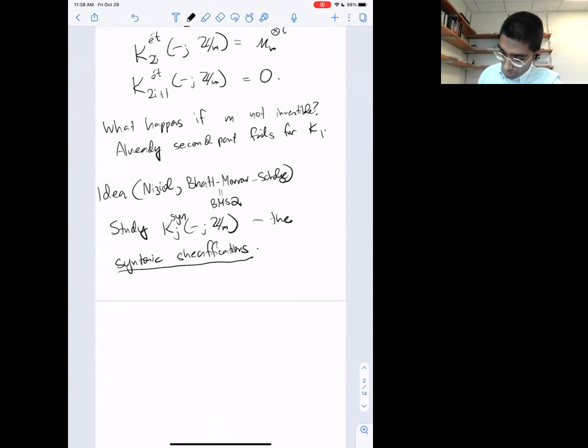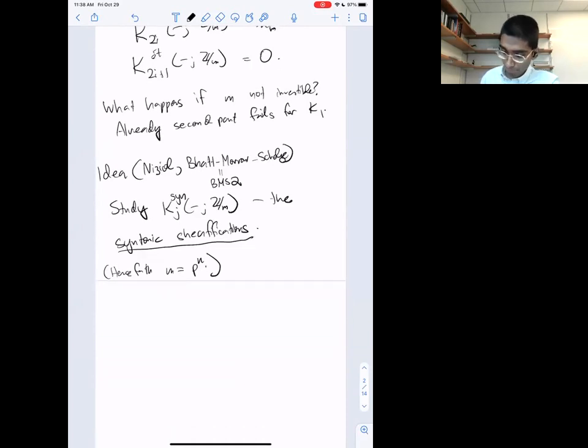Yeah, so I guess henceforth I'm going to take M to be some power of a prime number. M is given by p to the n. And so the idea is to study the sheafifications of the K groups mod M, or mod p to the n, in the syntomic topology.